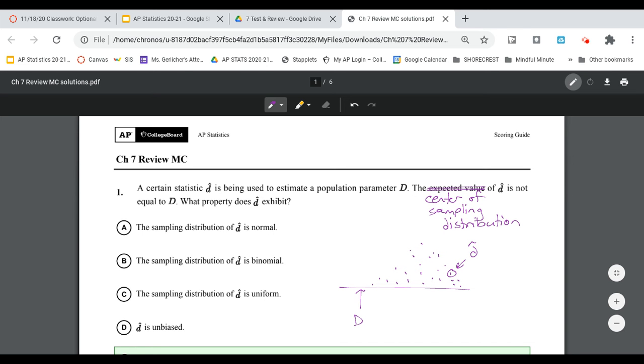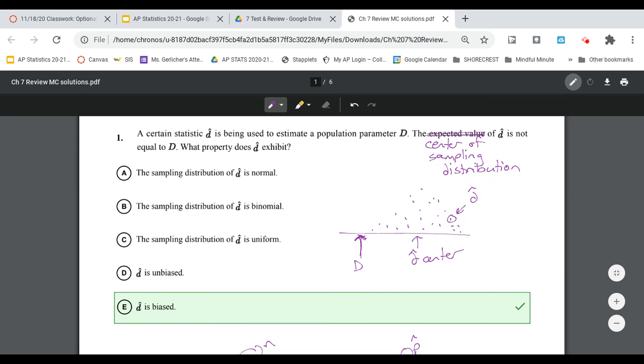Okay, so they're saying that D hat is not equal to big D. D is the population. So the sampling distribution is not matching the parameter. I drew a picture here where here is about the center of D hat. And all the different points are different D hats, but maybe over here is your population parameter, your capital D. The problem here is that we're biased. This is a biased estimator of D. So the answer is E.